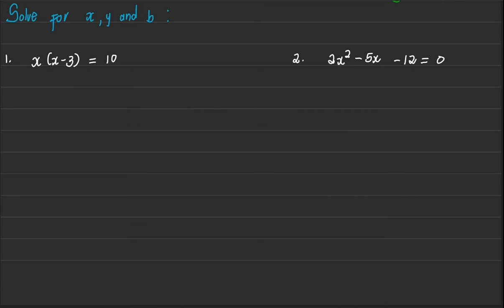So the first thing that we have to do is to write our equation in the standard form. So we will have x multiplied by x and x multiplied by minus 3. So we are going to have x squared minus 3x, which is equals to 10. So our equation is not in standard form yet, so we need to write it in standard form. So we are going to have x squared minus 3x minus 10, which is equals to 0.